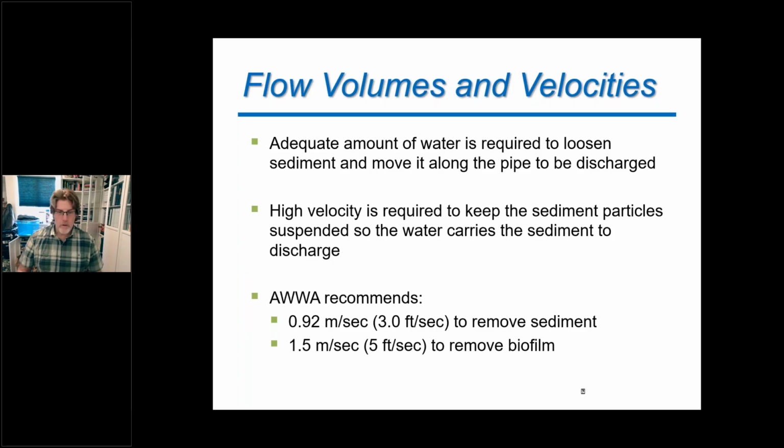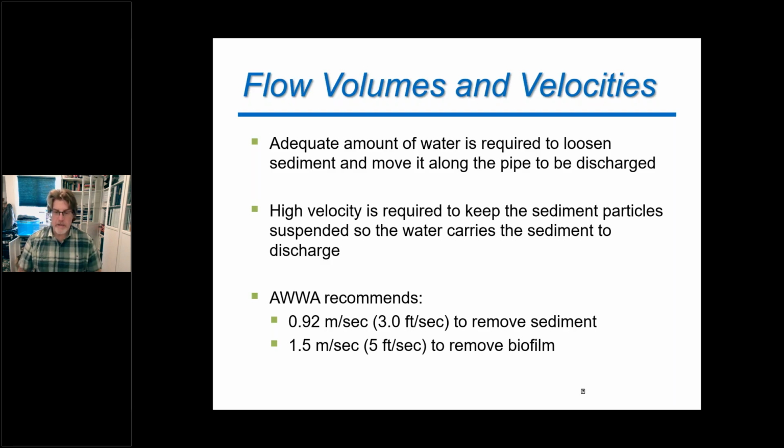So what we're trying to achieve when we're doing this flow is the AWWA recommendation. If we're just trying to remove sediment, we need to get the flow above 0.9 meters per second, or 3 feet per second within the pipe. And that is a measurement of the velocity, and that is really telling us, are we creating turbulence in the pipe? If we want to try to remove biofilm or be really effective on our flushing, we want to get the velocity over 1.5 meters per second, or 5 feet per second inside of the pipe.